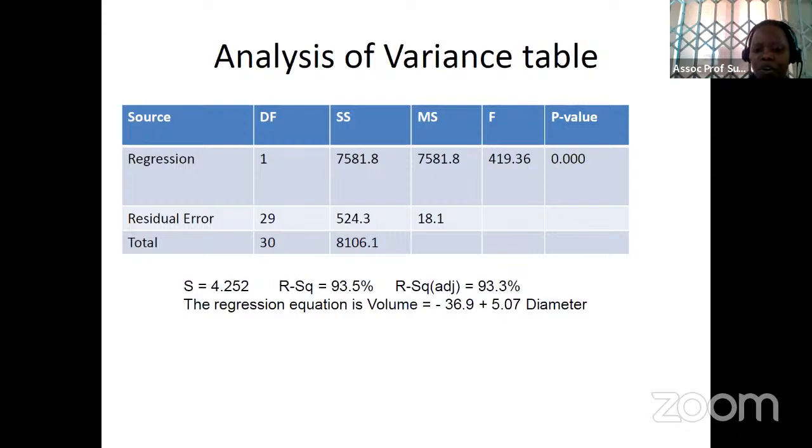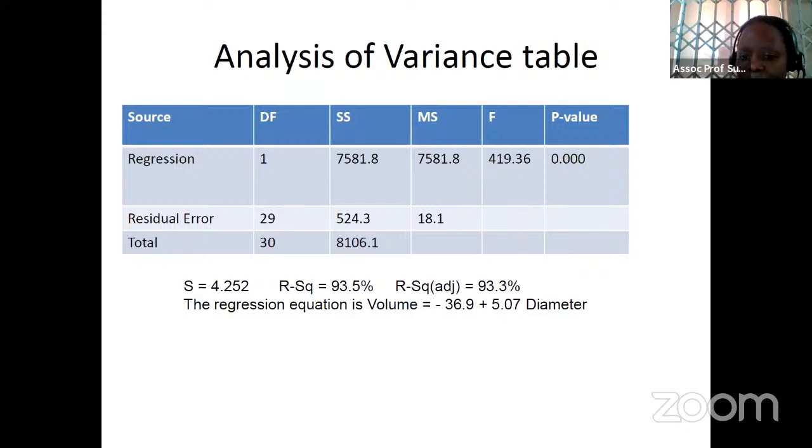Sums of squares for regression, we can compute that, and there are formulas. Also the error sums of squares is the total sums of squares minus the regression sums of squares. We saw the formula for total sums of squares, which is SSY. It's the sum of squared differences between the response and the mean of the response.